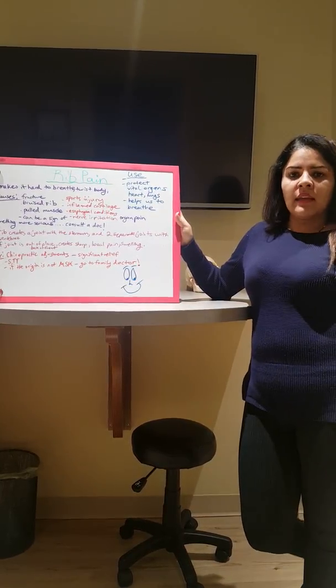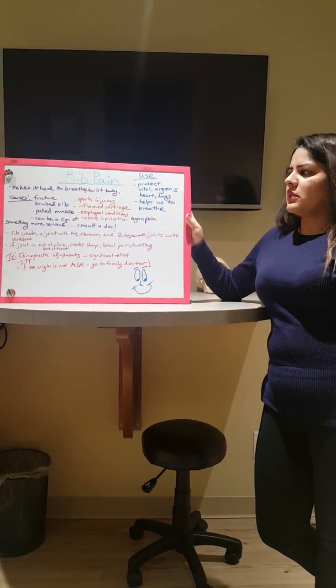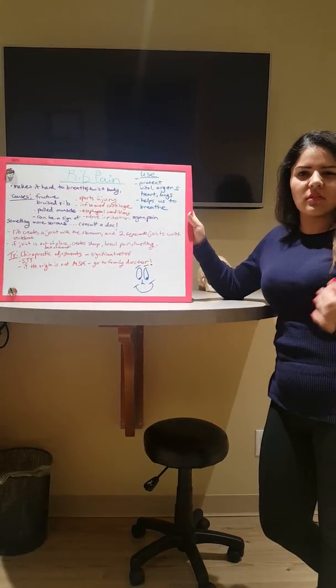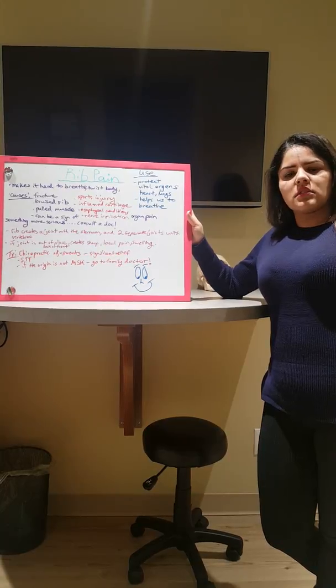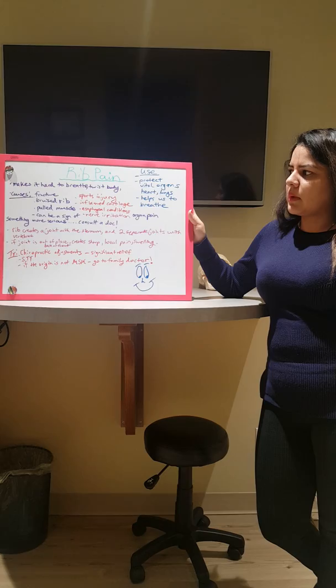Now, when there's rib pain, what usually happens is it's hard to breathe. A lot of people will say that it hurts when they twist their body, or it's tender or swollen around that specific area. So that's how rib pain presents.